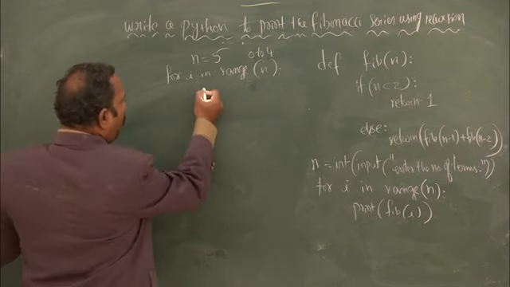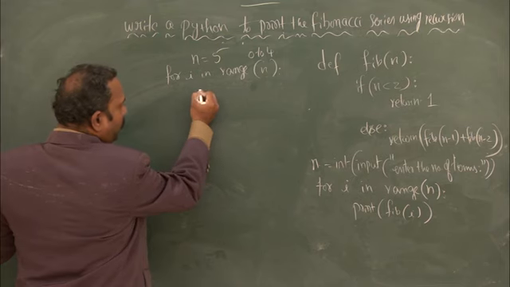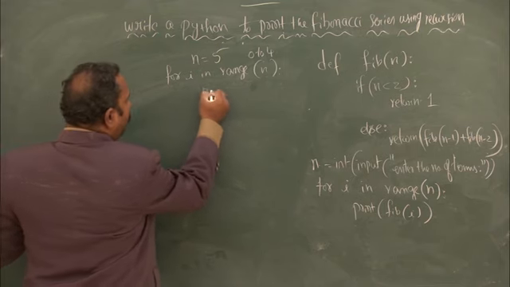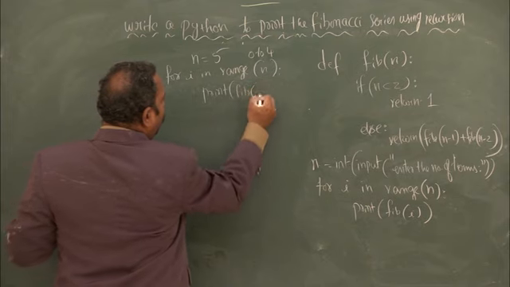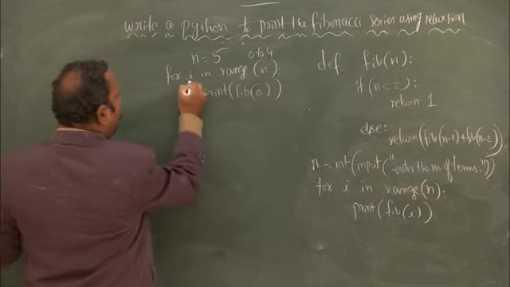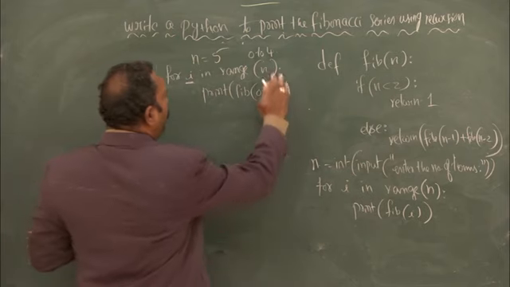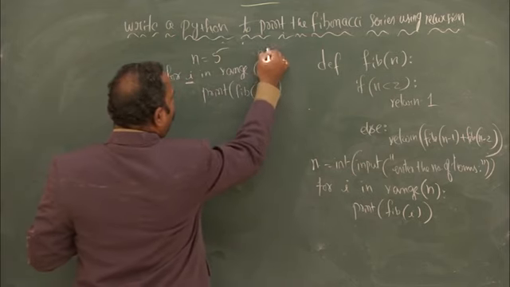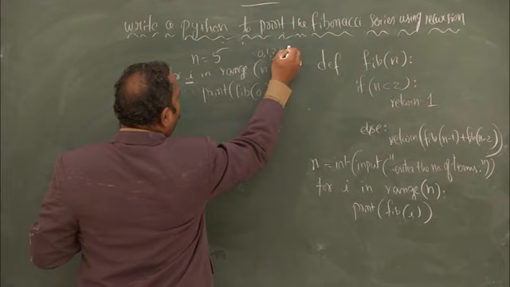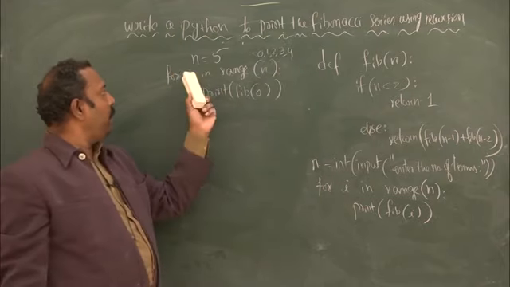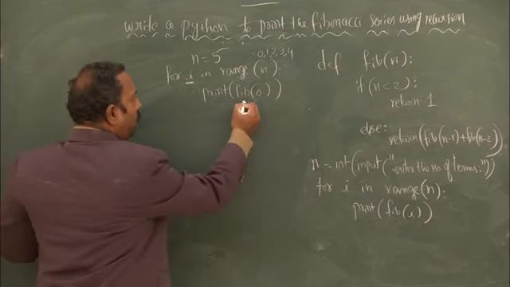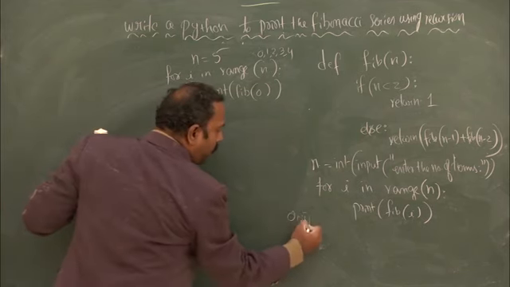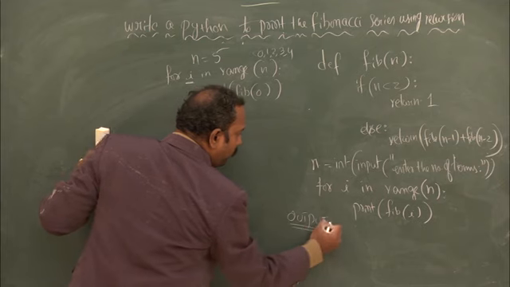So in the function call, first it will call print of fib of 0. First i gets value 0. So what are the values here? 0, 1, 2, 3, 4. So the first value 0 will be assigned to i. So print fib of 0. Here we will see the output one by one.